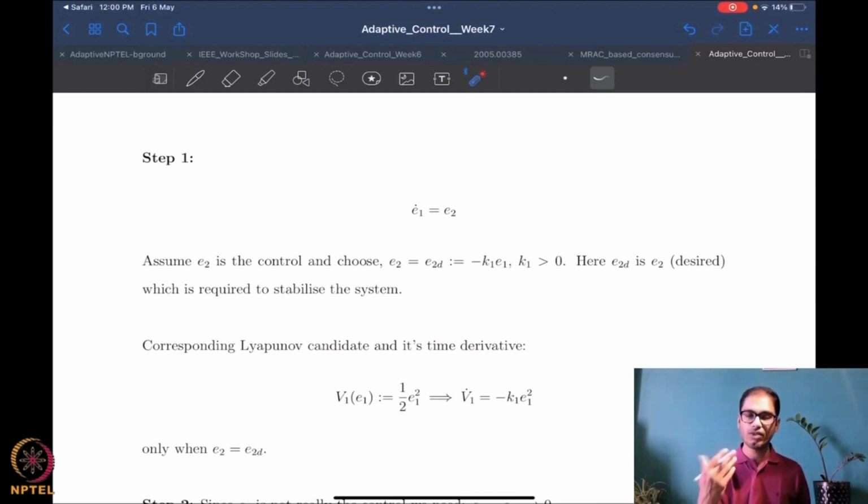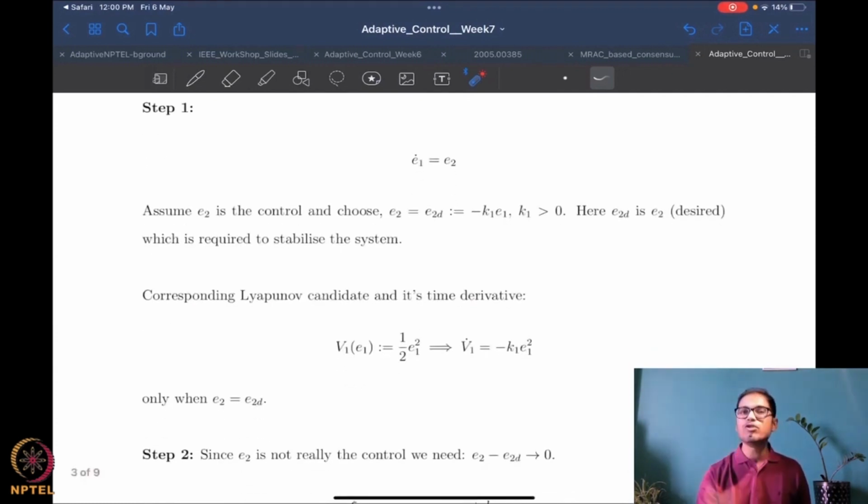So if I was thinking of a robot, E1 would be the position error and E2 would be the velocity error, right? Again, think of an airplane, E1 would be the position error, E2 would be the velocity error. Okay, it's not actually a control but a state of the system, right? But we assume it for now, again, for the sake of the design. Yeah. So if you assume E2 to be the control, we want to design a stabilizing control, right? As obvious, whenever we design a controller, we want it to be stabilizing.